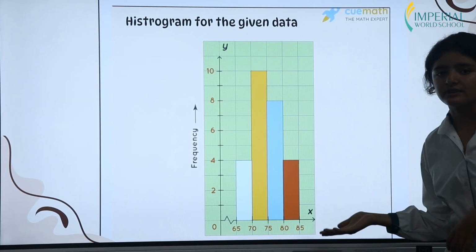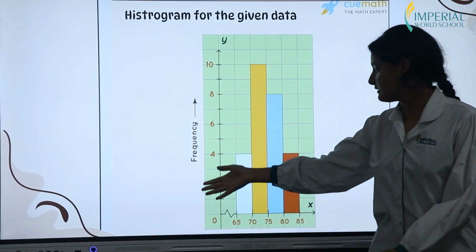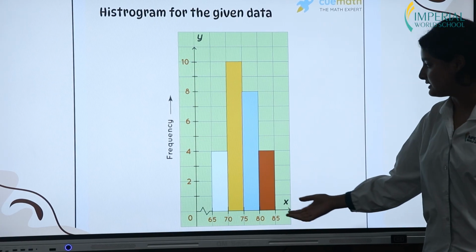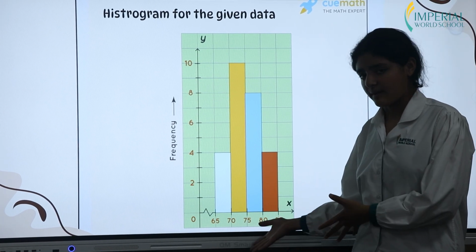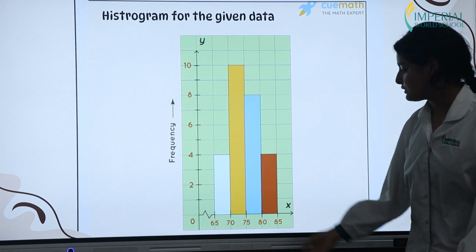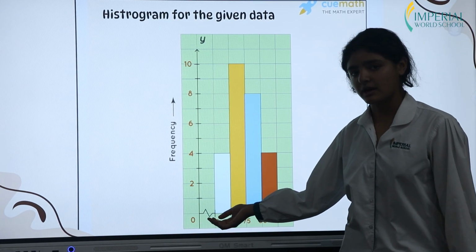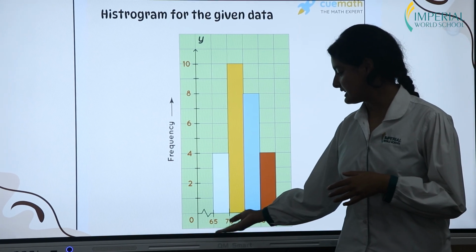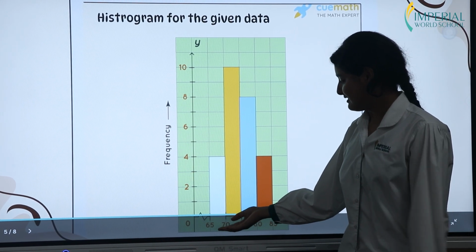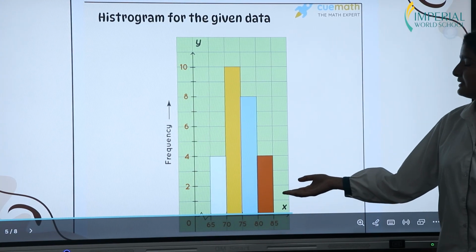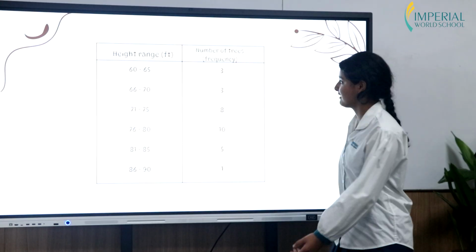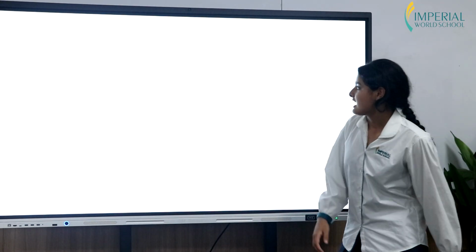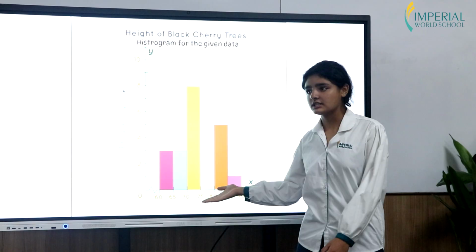Here is the histogram for the given data. This side shows the frequency, whereas this side shows the weight of the students. So you might be wondering what this sign is about. This sign represents the data that are before the data that is shown in the given histogram. And here is another example. The table is given, and here is a histogram for the given information.